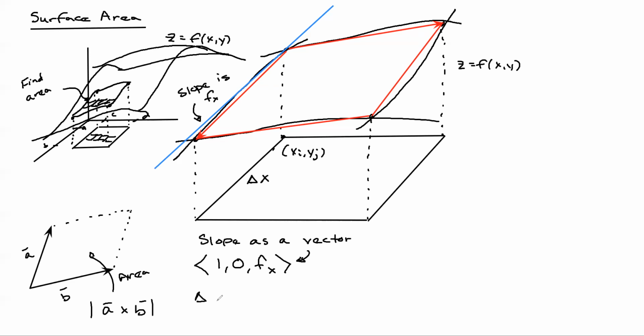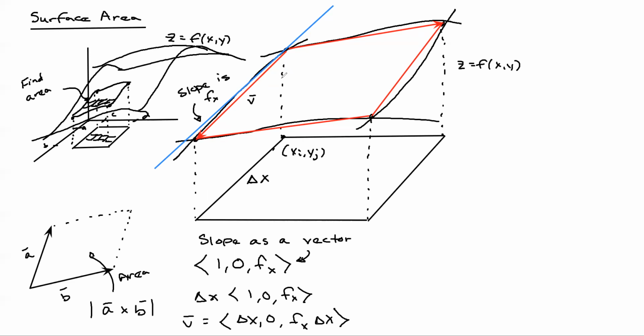So if you take change in x and multiply it by 1, 0, partial with respect to x, you'll get change in x, 0, partial with respect to x, change in x. And that's going to be our red vector, right? So let's call it our red vector, or an approximation to our red vector, I should say. The blue line may not fit exactly right on top of the red line, but that's okay.